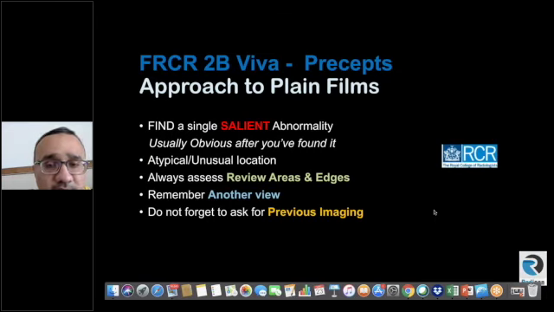Right, so to conclude, we've applied these important precepts on the cases, and you must have noticed that most of the time by applying these principles, we are able to find the abnormality. So don't forget your review areas: sacrum, acetabulum, iliac blades, proximal femora. Look at the edges of the film. If there's another view, ask for it. And then don't forget previous imaging.